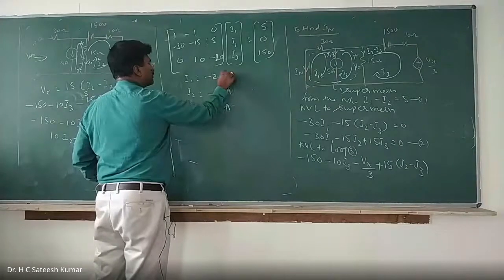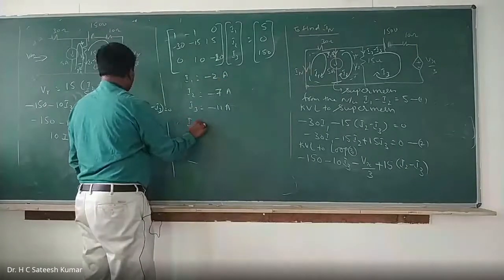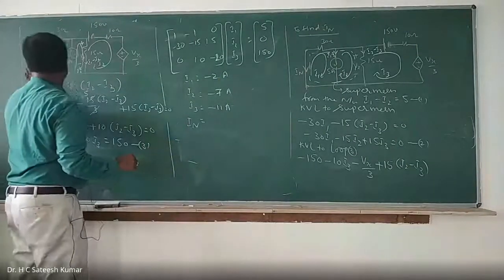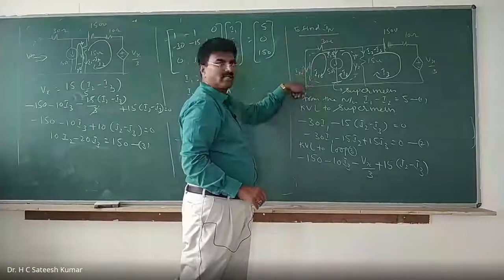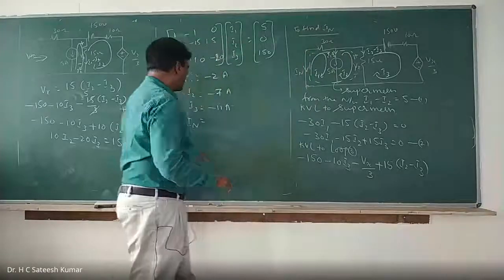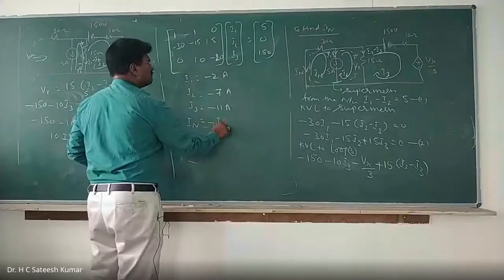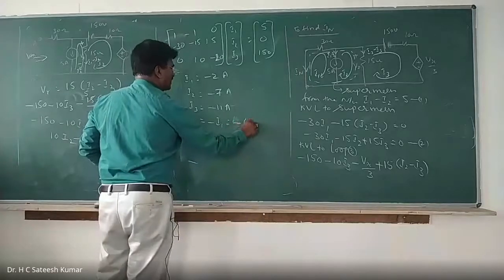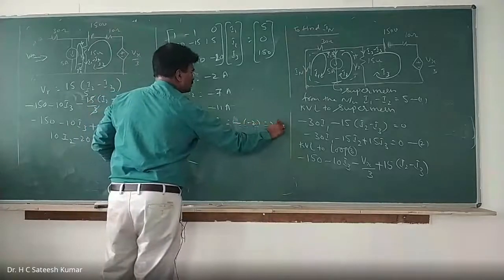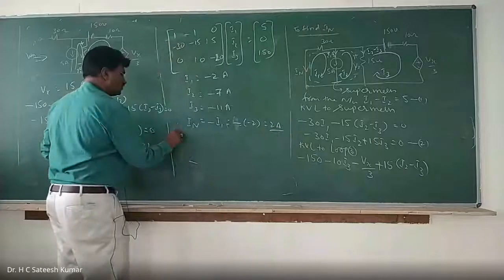I Norton is equal to what? I Norton is this one. Okay, right. I Norton is minus I. See, I Norton is this side, I said, but it is going in the opposite direction. Minus I1, which is equal to 2 amps. Minus of minus 2 amps, which is equal to 2 amps.